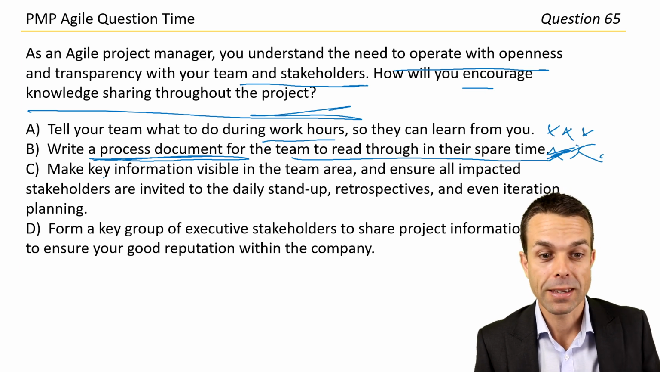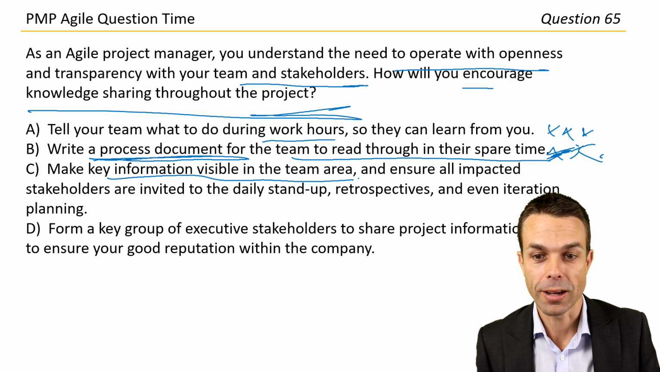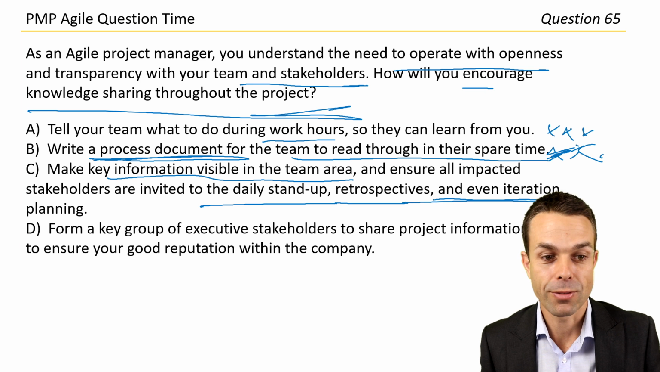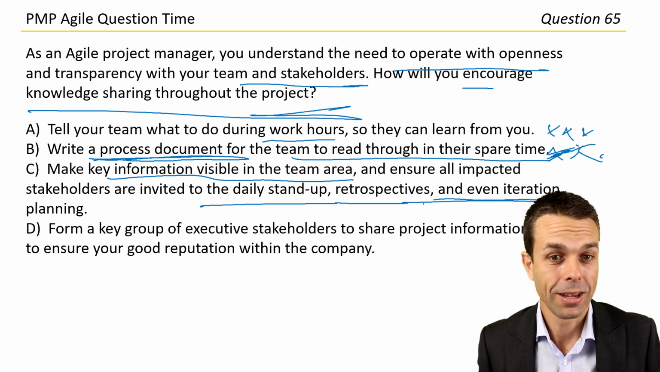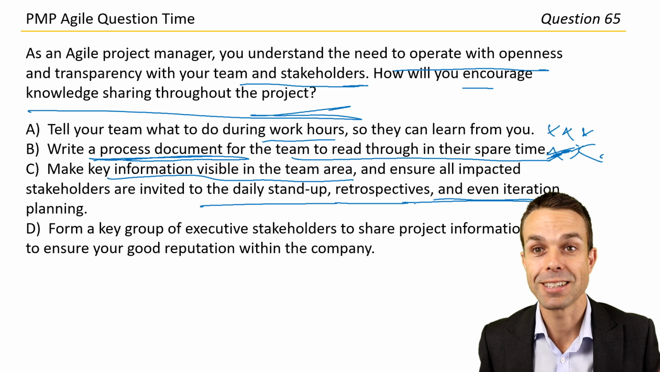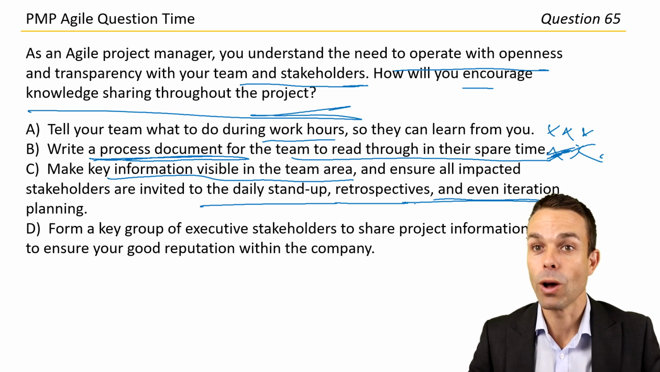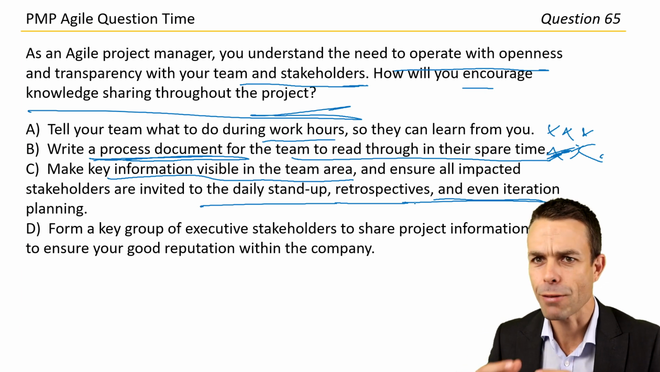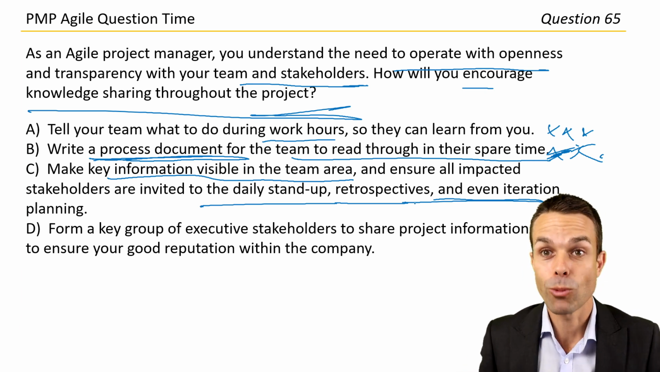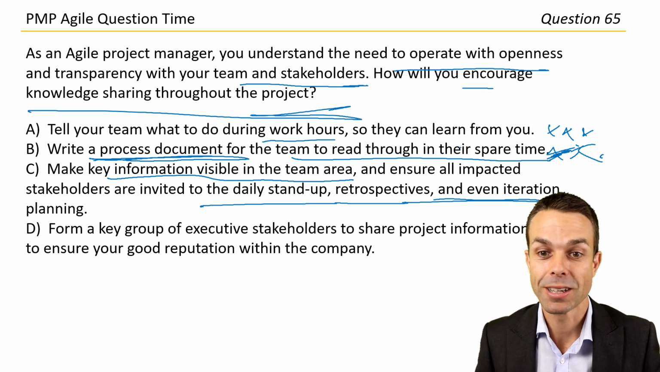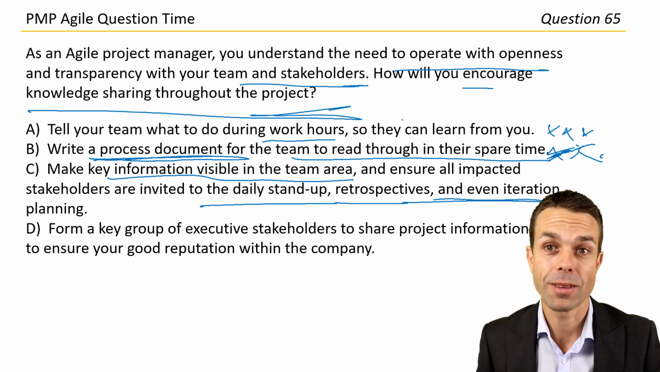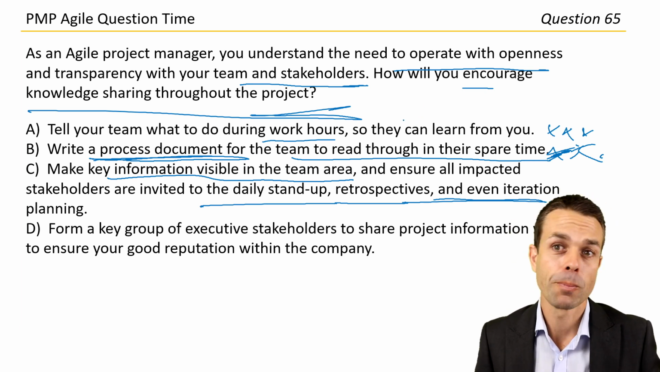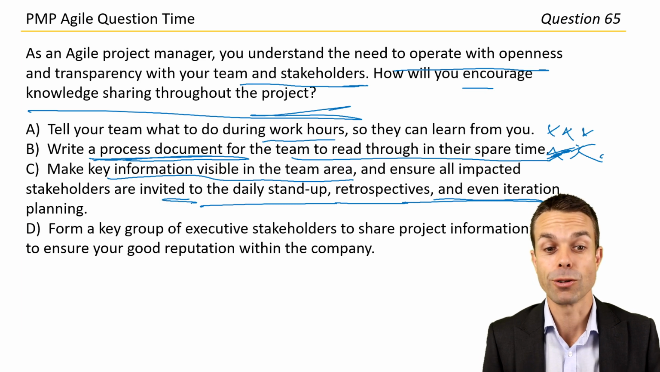Let us see. Make key information visible in the team area and ensure all impacted stakeholders are invited to the daily stand-up, retrospectives, and even iteration planning. Oh, this is good. That's perfect for knowledge sharing. And this is it. We don't have to have extra meetings. We're already having the right meetings. And because we're transparent as an Agile team, we're not hiding everything away. We really want everyone to come along to these catch-ups. And they can get everything they need from these stand-ups, retrospectives, iteration planning meetings, backlog refinement meetings, all of those things. This is looking really good for us here.